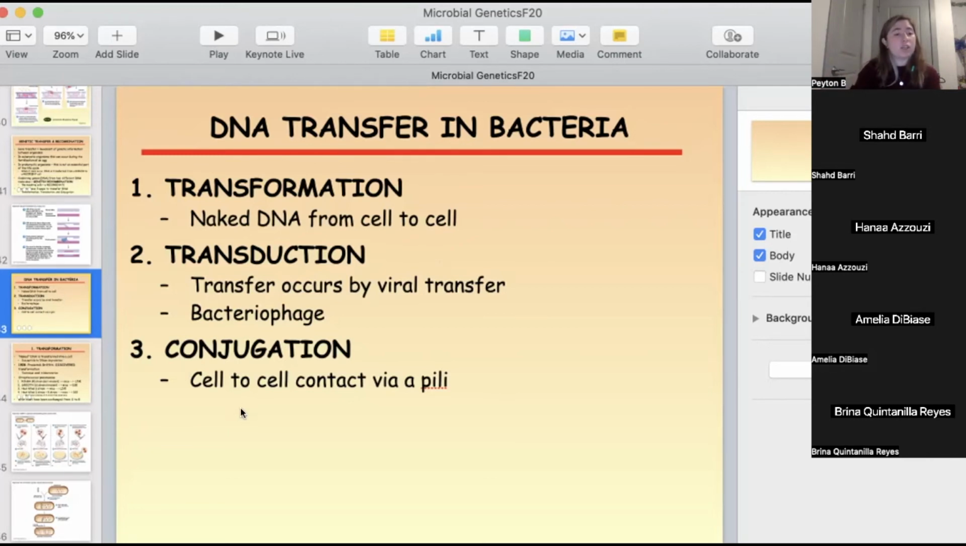And then conjugation is cell-to-cell contact. No, we're running out of time. We have 10 minutes. 40 minutes goes by so quickly.